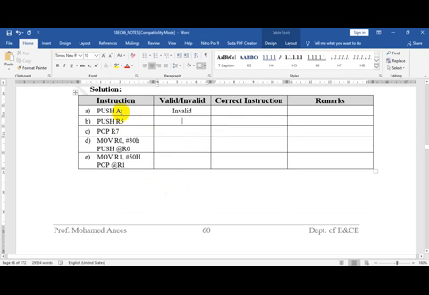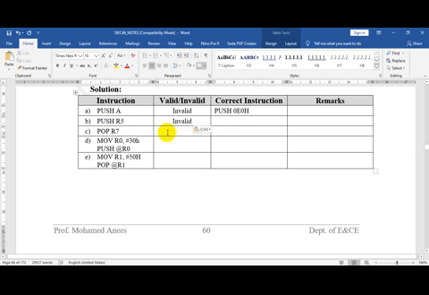PUSH E. Is it a valid instruction? It's an invalid instruction. Why? Because you should only mention a direct address. So the correct instruction will be PUSH. What is the address of accumulator? 0E0H.